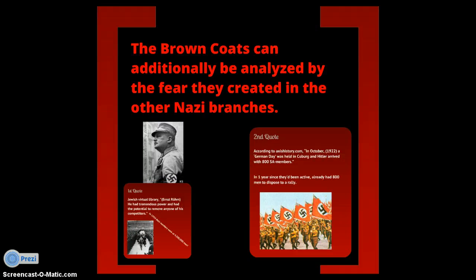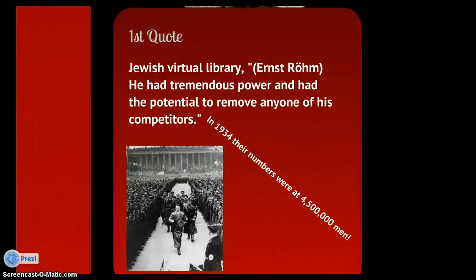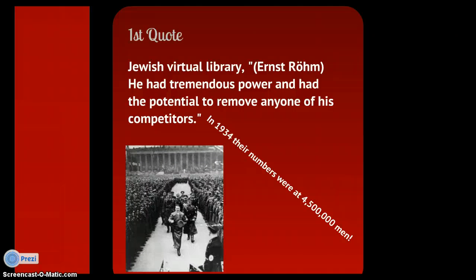The Browncoats can additionally be analyzed by the fear they created in the other Nazi branches. Jewish Virtual Library: Ernst Röhm had tremendous power and had the potential to remove any one of his competitors. In 1934, the numbers were at 4,500,000 men.